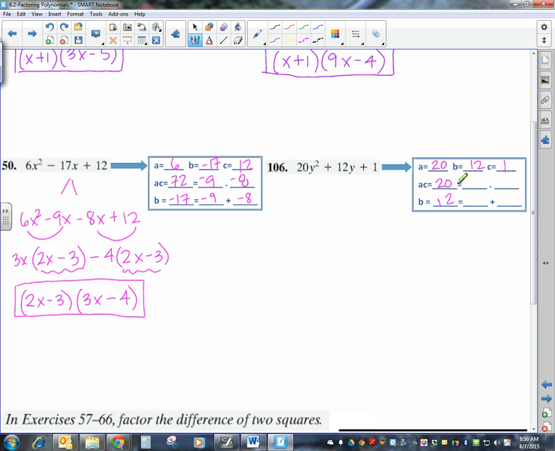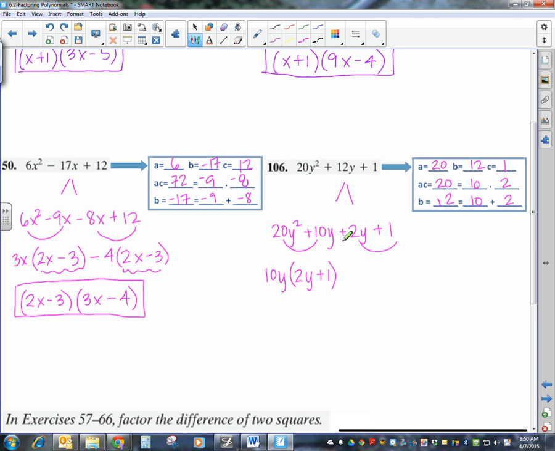So pause. Hopefully you came up with 10 and 2. If you need some help finding the factors of a number, I'll be glad to help you with that. So come see me if you do. So I'm going to break that up, and that gives me 20y squared plus 10y plus 2y plus 1. Grouping the first two, grouping the last two. I have a common factor of 10y, leaving me with 2y plus 1.